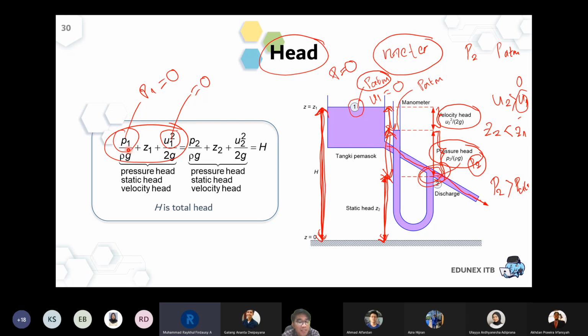Jadi bisa pakai yang mana-mana. Tapi sebetulnya itu semua adalah bentuk energi. Hanya satuannya tidak joules, tidak selalu joules. The unit will not always be joules. So you need to pay attention to the parameters involved in each of the energy components. Okay?